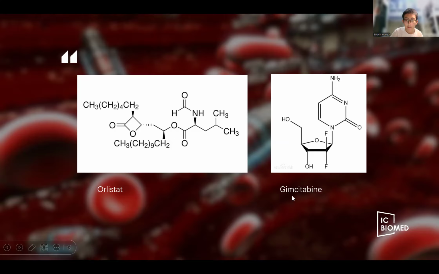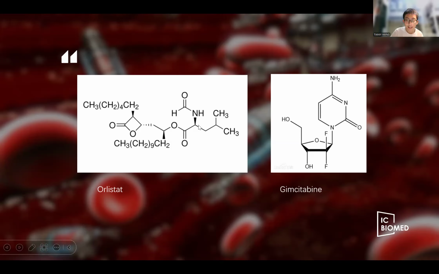And gemcitabine is, pancreatic adenocarcinoma is moderately responsive to gemcitabine-based chemotherapy, and it is the most widely used single-agent therapy for pancreatic cancer. Most of the cancer cells have resistance to this drug, however. But with the help of orlistat, there will be an unbelievable effect on treating cancer.